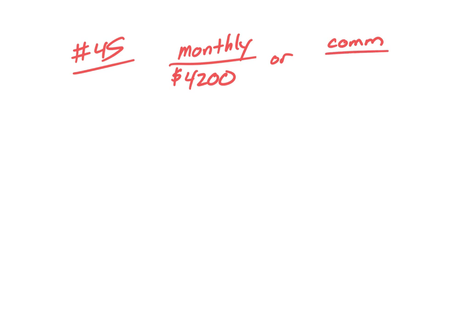So it's talking about this person has 2 job offers or 2 choices. The company that they're going to work for is either going to give them a monthly salary of $4,200. Or they could work on commission and they could get a $3,600 salary, but you could get a 4% commission.